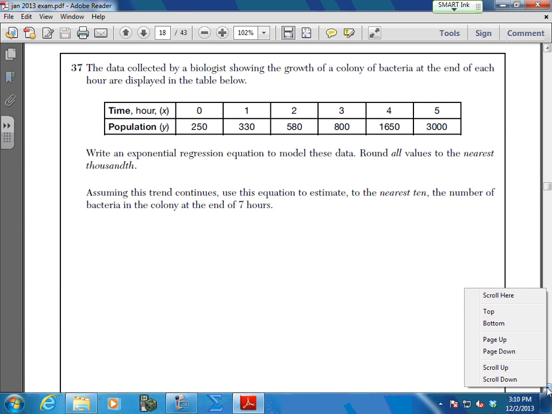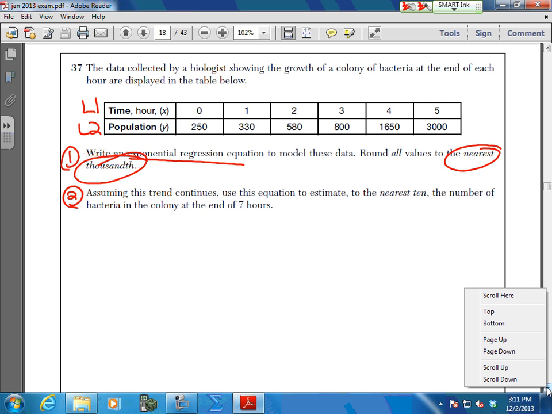In number 37, they're asking for an exponential regression. An exponential regression works just like your linear regression. Round your numbers to the thousands. Be careful, and make sure you show work. This is your L1, this is your L2. Make sure you state that. This is the first part, this is the second part. So make sure you do both.